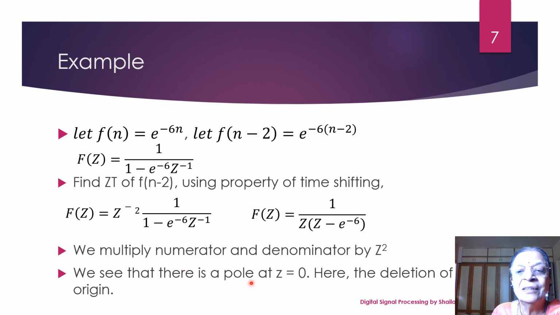And we see that there is a pole at z equal to 0, which is additionally introduced. Hence, there is a deletion of the origin, as we can see.